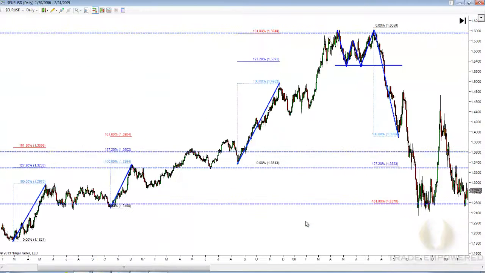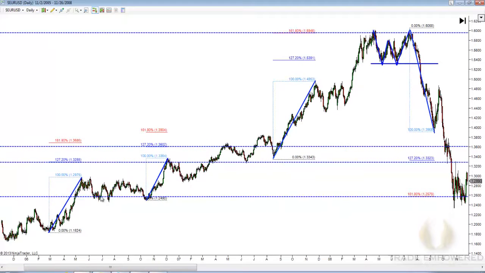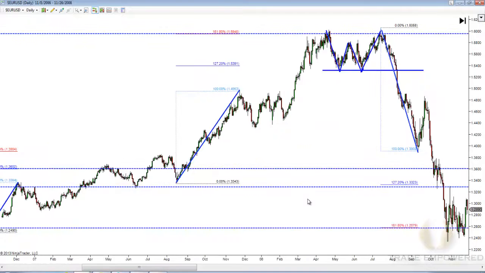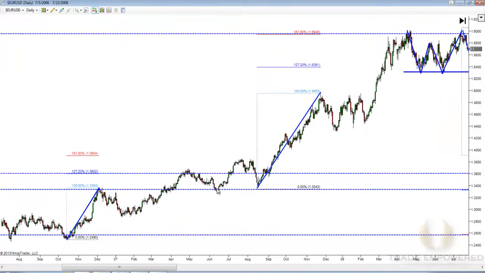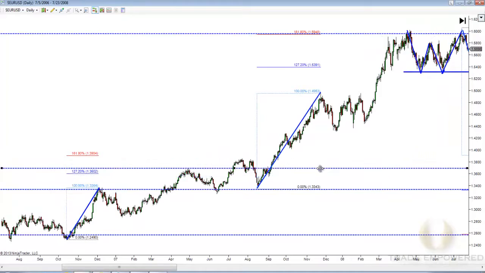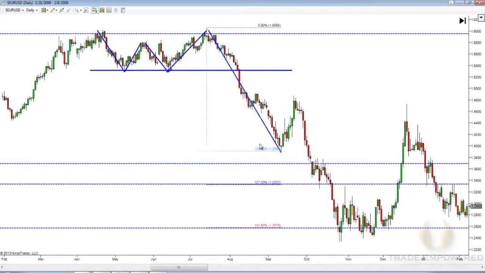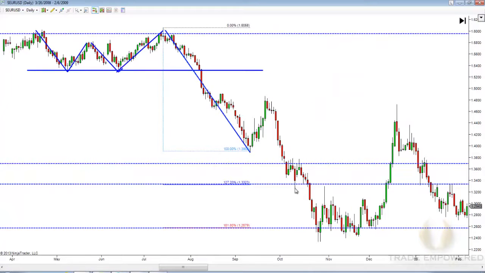Right to that 161.8. If we look left, what do you know? Previous level of structure. Look left, structure leaves clues. And you can see even at our 127, looking left, we hit a previous structure level. We actually hit it once, twice. Although price action doesn't fully reverse right here, you can see price action spikes down. This level is respected, and then we get a brief pop right back up.